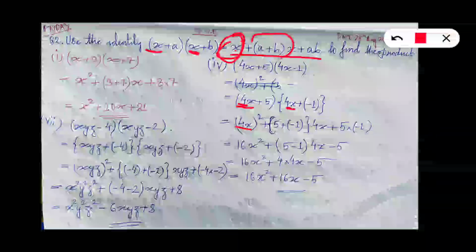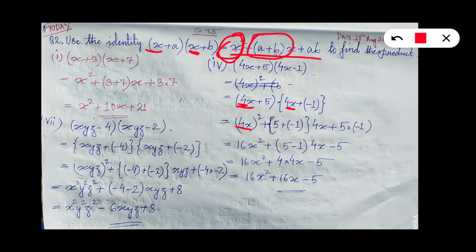Then what we have in the formula is a plus b. What is our a? 5, and b is minus 1. So we'll write a plus b, 5 plus minus 1, where a is 5 and b is minus 1. After that, in the formula we have into x, that is the first term. Our first term is 4x over here, so we have written 4x. And lastly, we have plus a into b, so plus a is 5, b is minus 1.